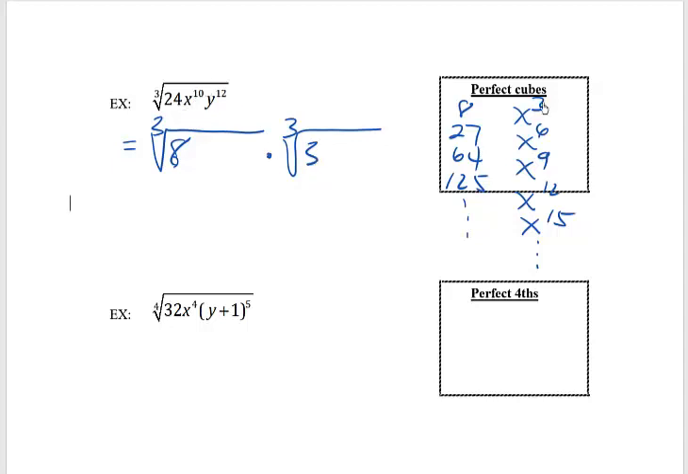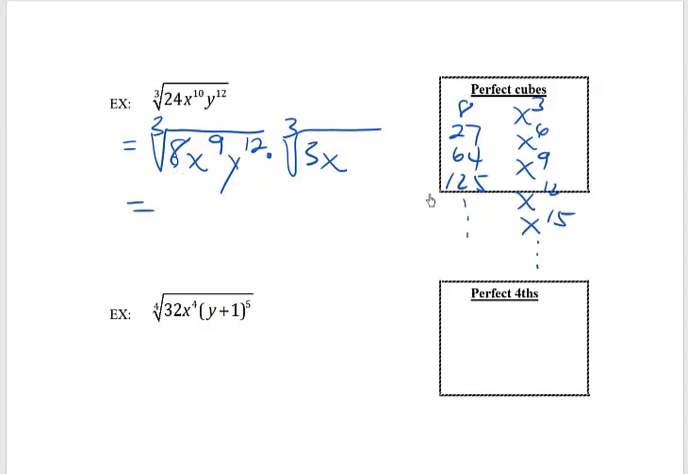For x to the 10th, I don't have 10 x's, but I do have 9 x's that I can take, leaving me with that 10th x in the bad one. And y's, let's see, I can take all 12. All 12 are on the good list, so y to the 12th. Okay, now I just need to take the root of the good factors, and I'm all set.